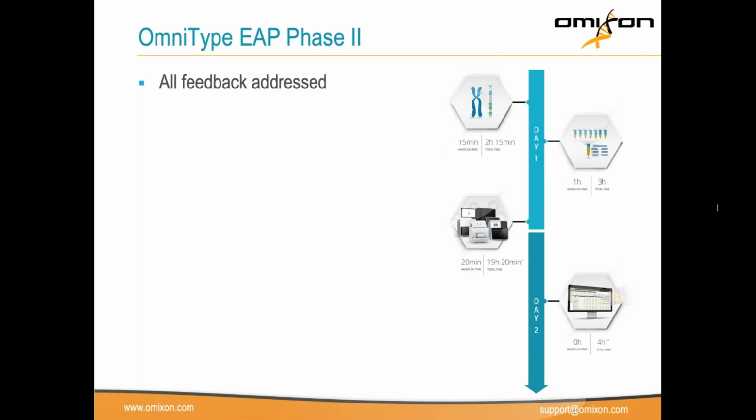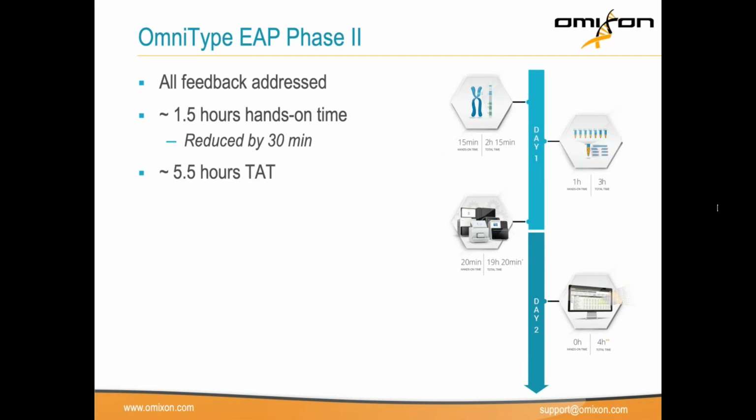So the phase 2 OmniType product, as I said, all of the feedback was addressed and a few protocol changes have been made that have resulted in 1.5 hours hands-on time, which is a reduction by 30 minutes from the original workflow. It also has resulted in a reduction in the turnaround time, and now the entire workflow is about 5.5 hours, which makes it the fastest multiplex workflow in the market right now.